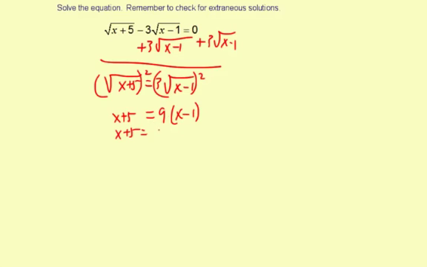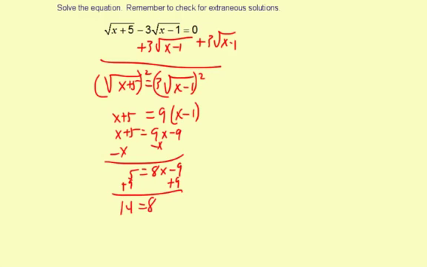x plus 5 equals, I'm going to distribute, 9x minus 9. And then I'm going to subtract x from both sides. 5 equals 8x minus 9. Then I'm going to add 9 to both sides. So 5 plus 9 is 14, and that equals 8x. Then divide by 8. So 14/8 reduces by 2. It would be 7 over 4 equals x.